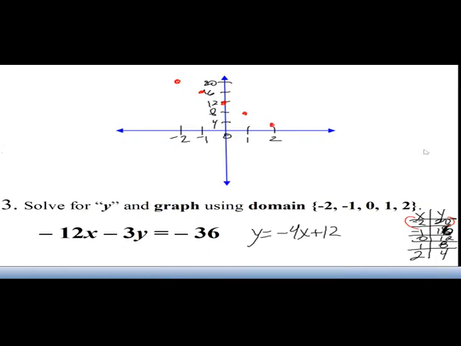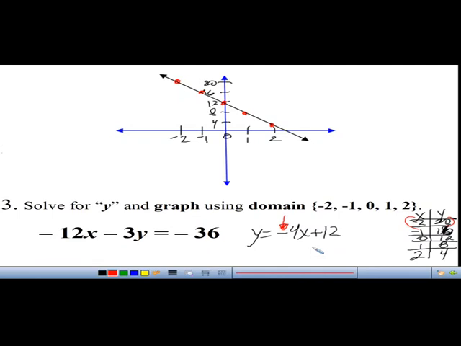And once you graph that, there it is. And if you notice, it's going in the downward direction. Why? Because the coefficient here of x is negative, and our slope is negative. There it is. All right. How are we doing? Good?